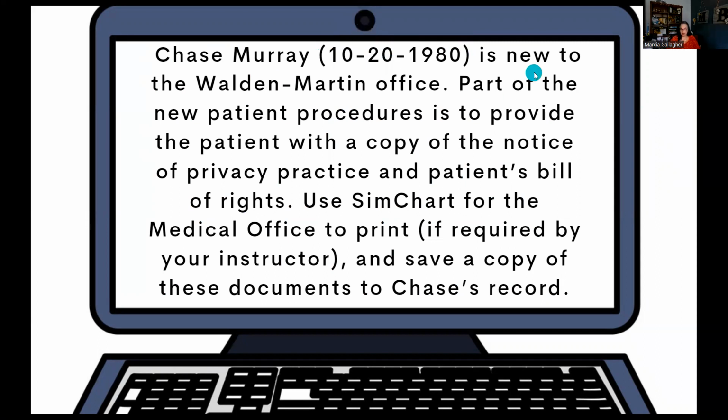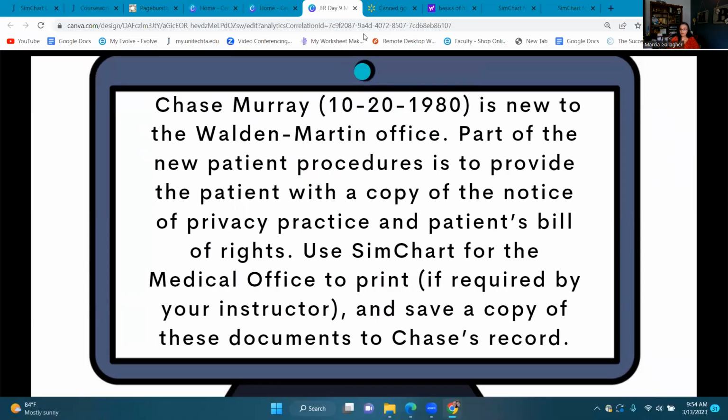Okay, so let's read what we have to do. Chase Murray is new to Walden Martin office. Part of the new patient procedures is to provide the patient with a copy of the Notice of Privacy Practices and Patient's Bill of Rights. Use the SIM chart for the medical office to print if required by your instructor. I'm not requiring you to do that. And save a copy of the patient's documents to Chase's records. Now, let's talk about how we do that.